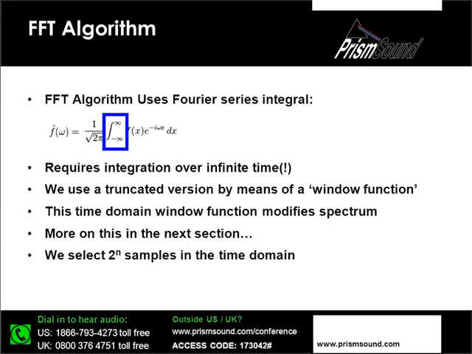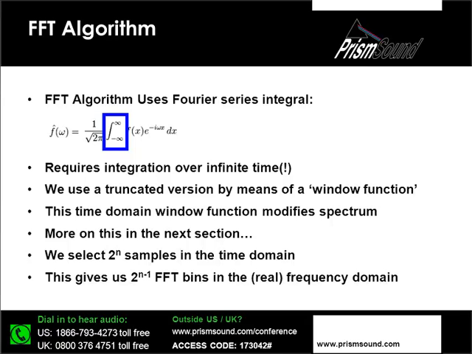But in basic terms, the process of performing an FFT involves selecting a number of samples, and the fast Fourier transform algorithm requires that we take a power of 2, so 2^n samples, where n is an integer, and then we perform our FFT process, and we end up with 2^(n-1), or half as many points, bins, in the frequency domain, in the real frequency domain, I should say.